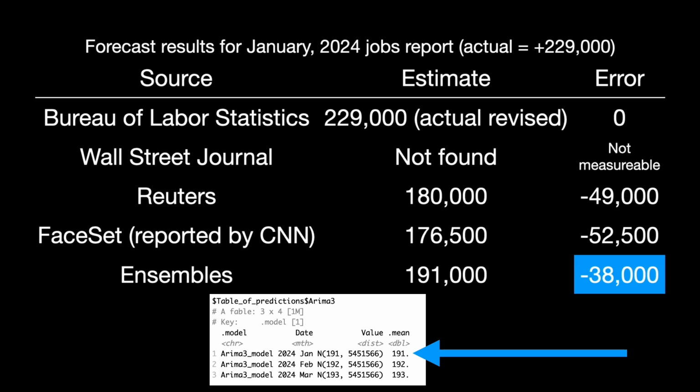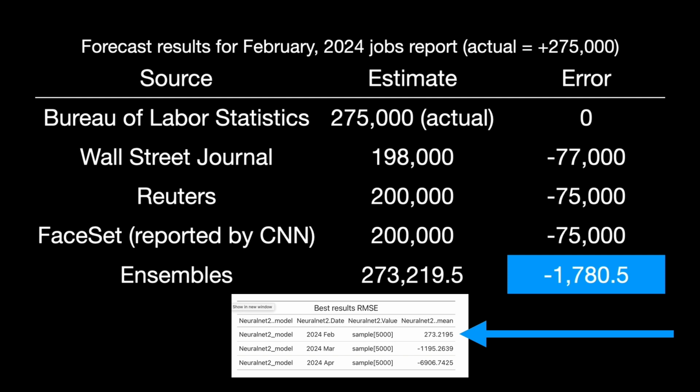Let's do this for the third time. What if we tried to do February? Well, at this point, the number is 275,000. The reason I'm saying that is because the numbers do get revised, and I would not be surprised if February's number is revised. But the Wall Street Journal forecast 198,000, so they were low by 77,000.